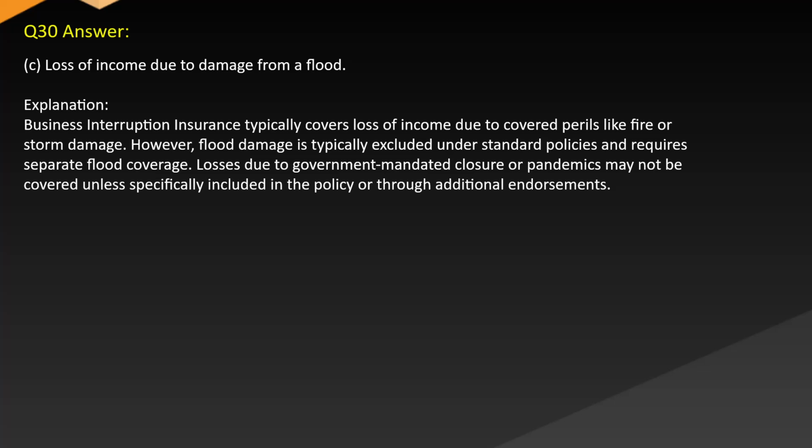Answer: C. Loss of income due to damage from a flood. Explanation: Business interruption insurance typically covers loss of income due to covered perils like fire or storm damage. However, flood damage is typically excluded under standard policies and requires separate flood coverage. Losses due to government-mandated closure or pandemics may not be covered unless specifically included in the policy or through additional endorsements.